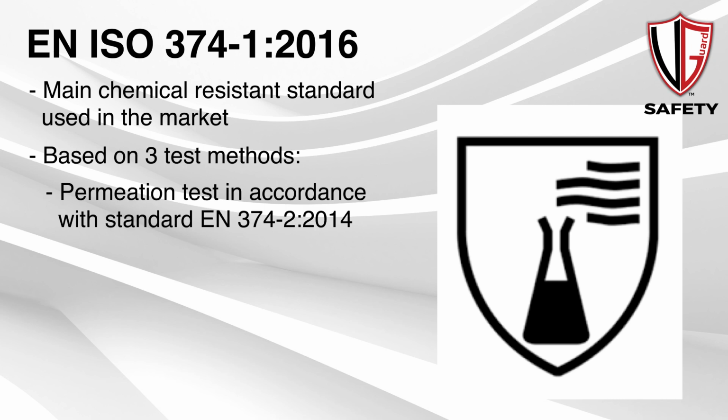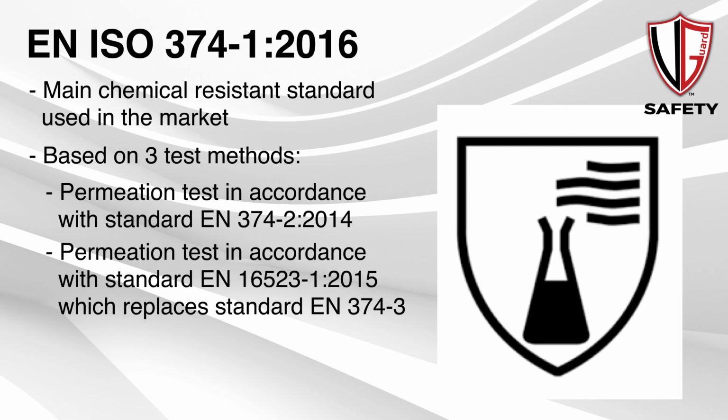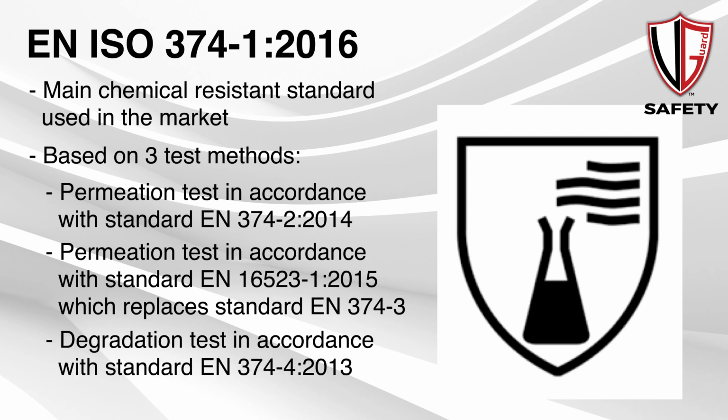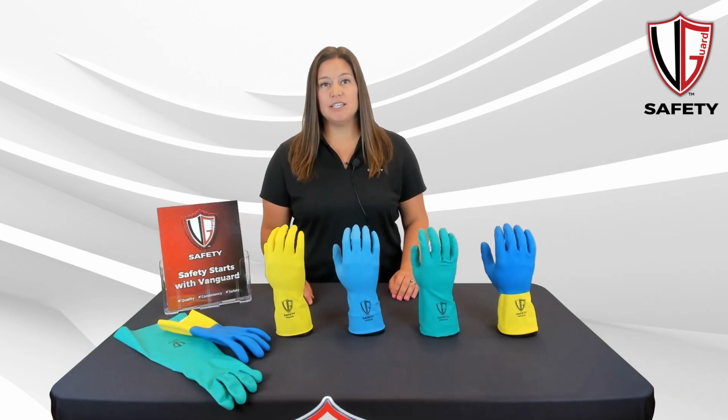The first being a permeation test in accordance with standard EN 374-2 2014. The second is a permeation test in accordance with standard EN 16523-1 2015, which replaces standard EN 374-3. The third being a degradation test in accordance with standard EN 374-4 2013. This standard tests protective gloves against dangerous chemicals.